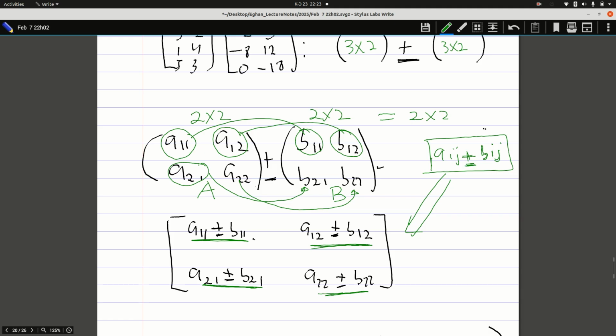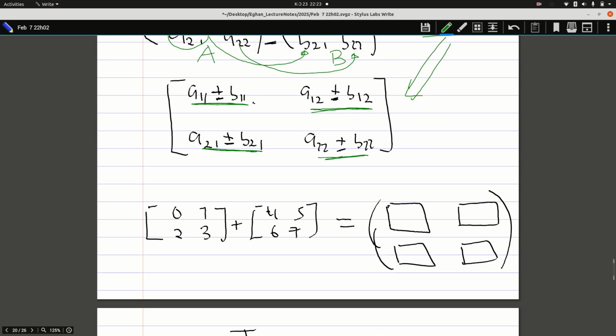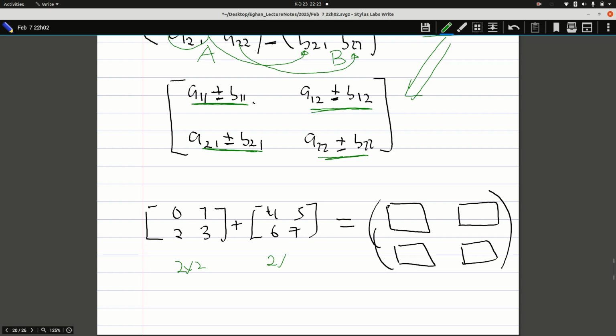Let's take an example here. This is 2 by 2, and this is 2 by 2. Since they are equal, I can add them. So this adds to this, I'm going to get 4. This adds to this, if my additions are right, I'm going to get 12. This will add to this, giving me 8, and then the last term gives me 10. This is 2 by 2. This is how simple addition and subtraction are done.